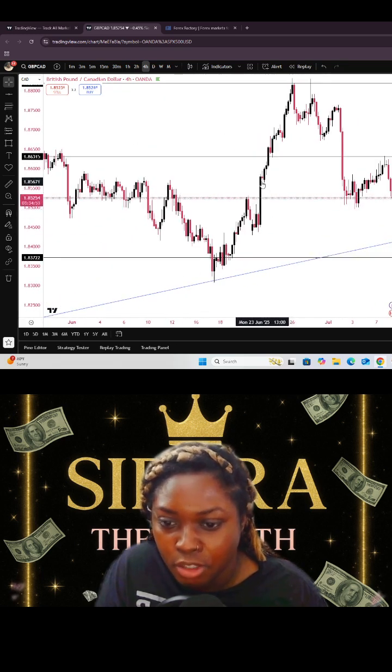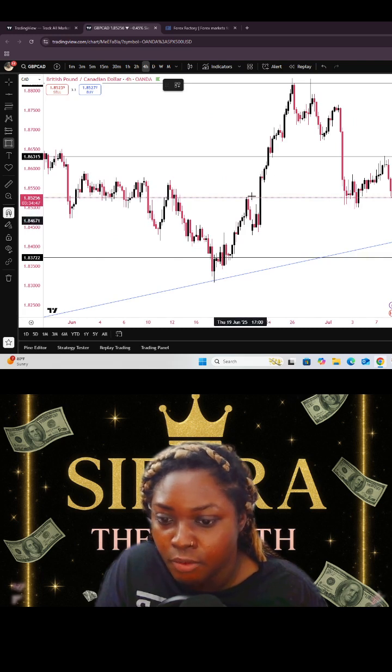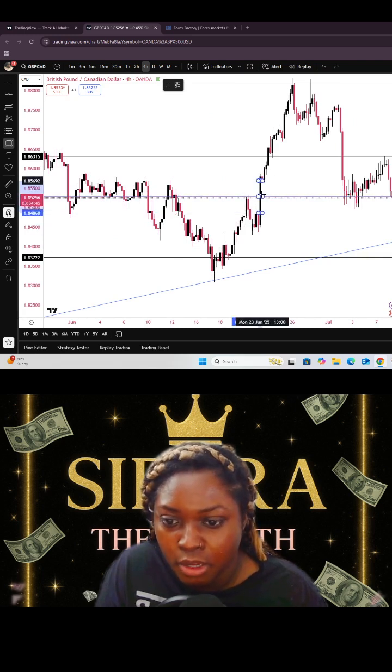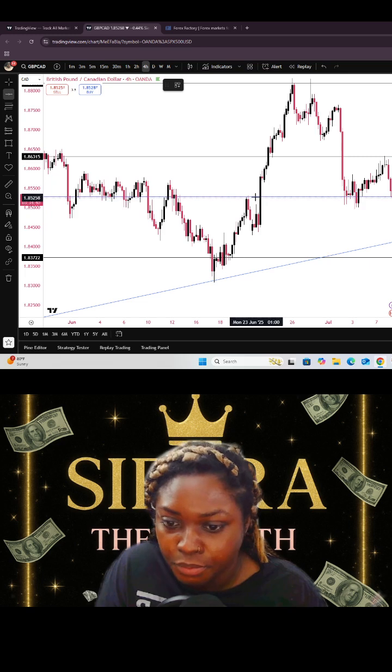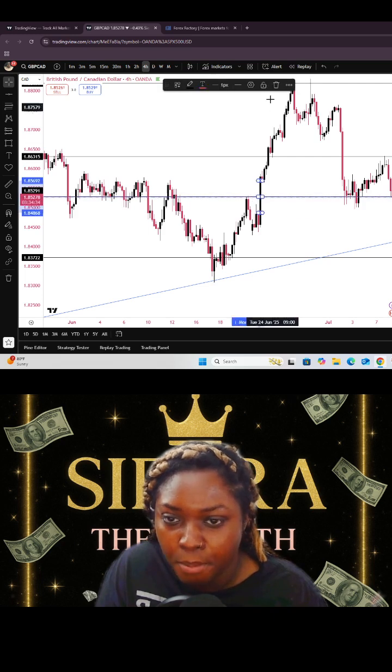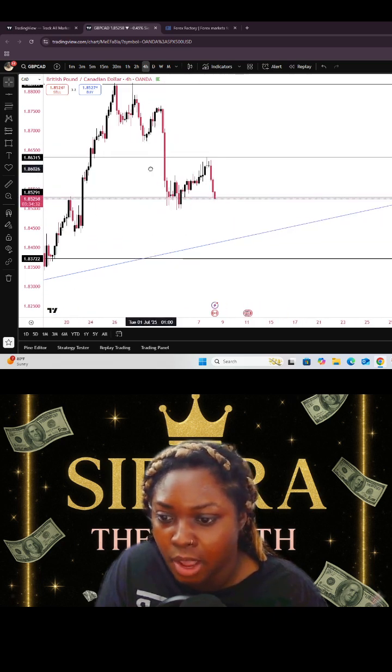So I can add a zone here. I have a fair value gap here. And if I look to my left, I have some rejection within this area. Okay, so now this is how we can get into this trade. We have added a new zone that price should come back and retest. Okay.